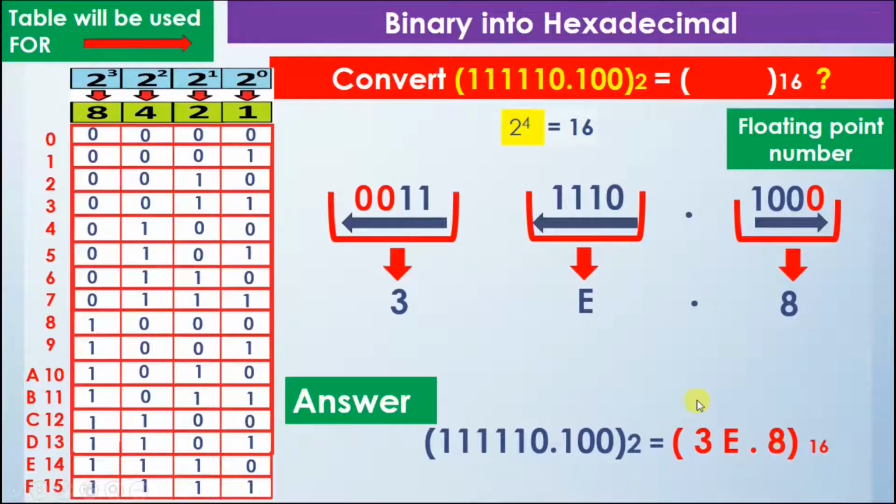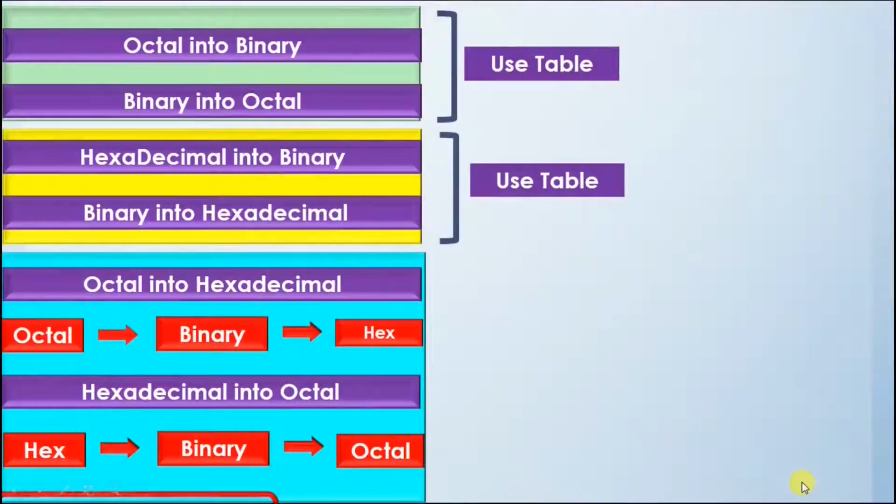So remember that this is the final part of the conversion. So we can say that the number 66.4 in octal is equal to 3E.8. Remember we did the conversion in 2 parts. First of all we converted octal into binary and then we converted binary into hexadecimal. So this is the final answer. So now we have done octal into hexadecimal. In the next section we will see how to convert hexadecimal into octal.